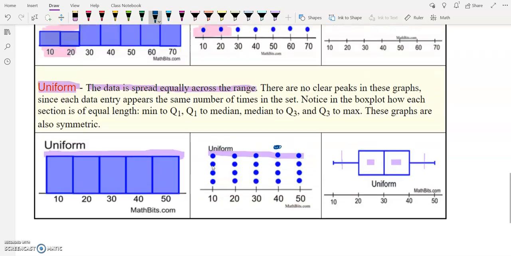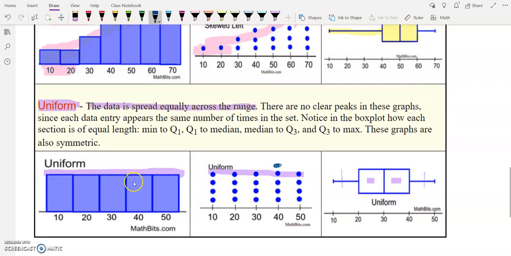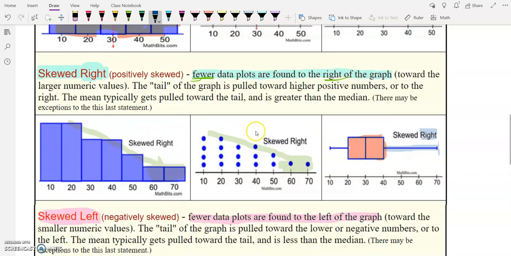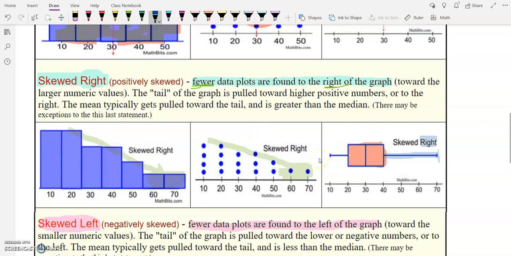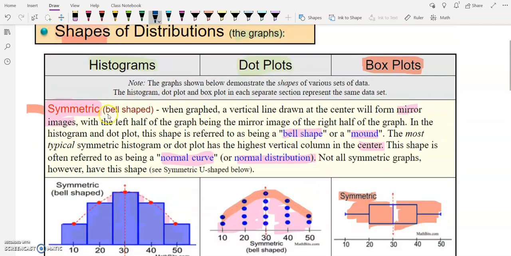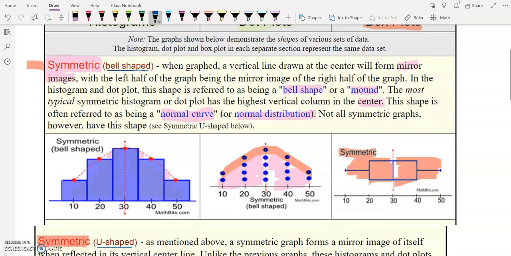All right, well, that's it for today. You've got uniform graphs, skewed left graphs, skewed right graphs, symmetric U-shaped graphs, and symmetric bell-shaped graphs. And you do need to know what each one looks like.